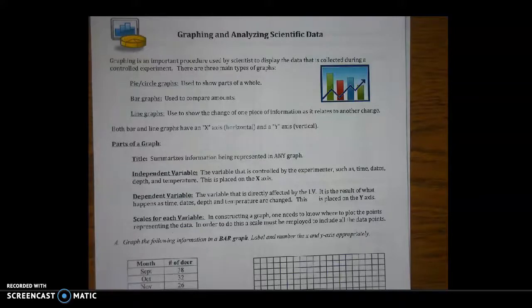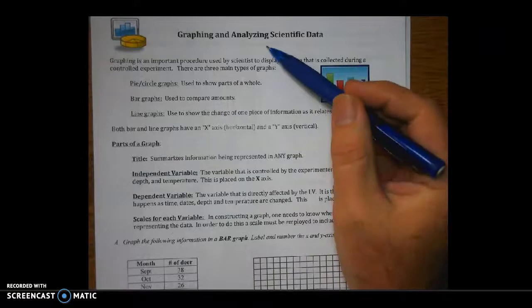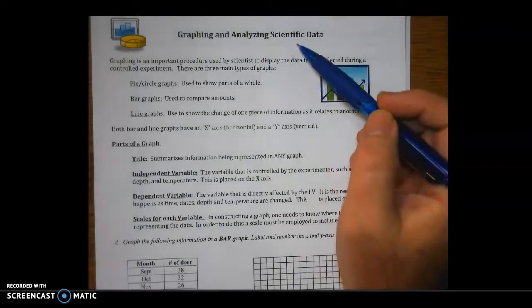Okay, I'm going to go over what we did in class today. I'm going to go over it kind of quickly. You can always stop the video if you need to or speed it up if I'm going too slow. We are going over graphing and analyzing scientific data.